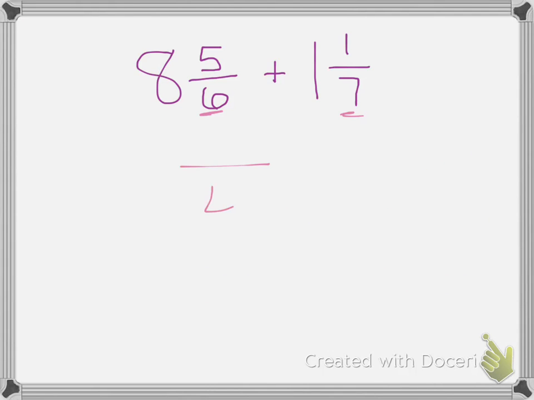So 6 times 7 is 42. 5 times 7 is 35. 7 times 6 is 42. 1 times 6 is 6.